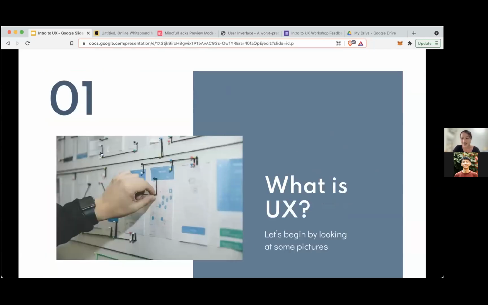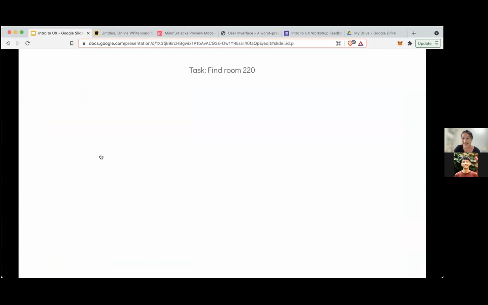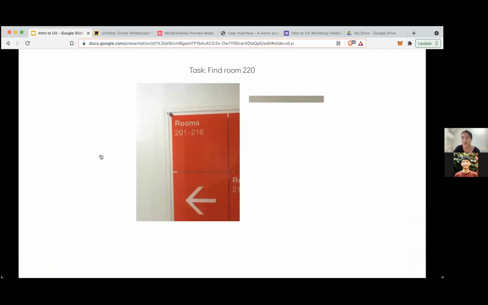Okay, so what is UX? I'm going to begin by showing you some scenarios that involve UX design in your real life. Scenario 1, imagine you're at a hotel and you just finished check-in and your room key is 220. So you took the elevator to the second floor, and when you exit the elevator, you see this sign on the corridor. My question is, which way would you go to find room 220? Would you go left or would you go right? You can think about it, you don't need to tell me.